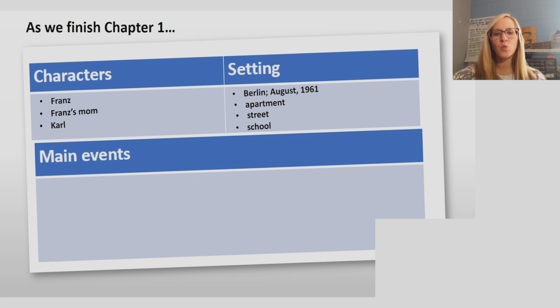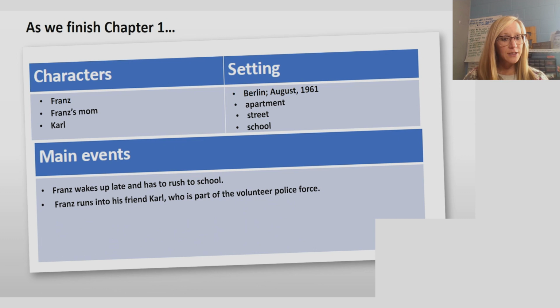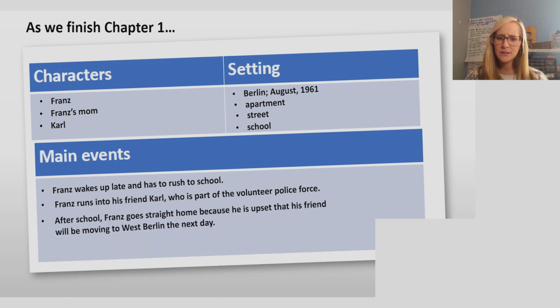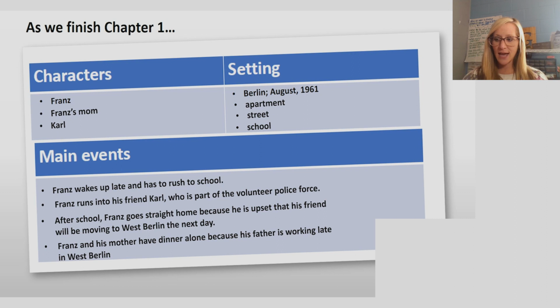And I want you to think about what are the main events that take place in chapter 1. I wrote that Franz wakes up late and has to rush to school. Franz runs into his friend Carl, who is part of the volunteer police force. I'm like, what else happened? Well, after school, Franz goes straight home because he is upset that his friend will be moving to West Berlin the next day. Remember, it's okay to not have exactly the same events on your chart, but be sure that you've captured something from the beginning, middle, and end.